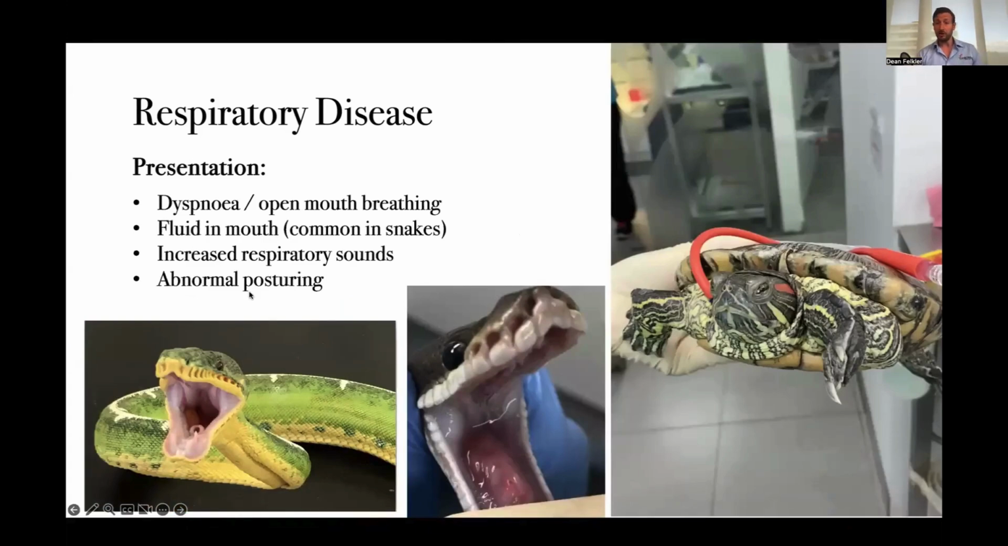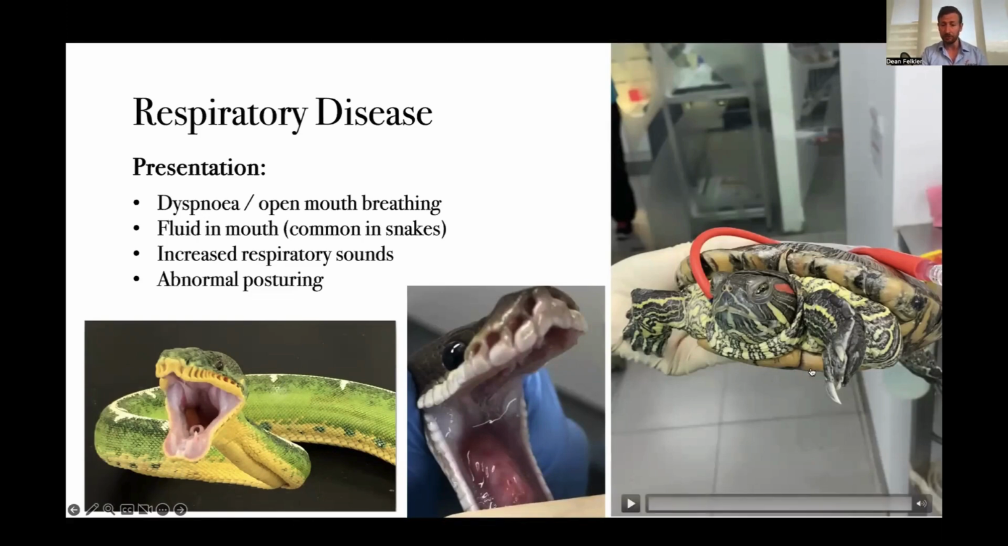And then obviously with lots of severe diseases, you get open mouth breathing or dyspnea. So this emerald tree boa is not aggressive, maybe, but in this situation, it was open mouth breathing due to severe pneumonia. Snakes also quite frequently get this fluid in the mouth. Probably most snakes that I see, you see clear fluid or sometimes some mucopurulent infection.